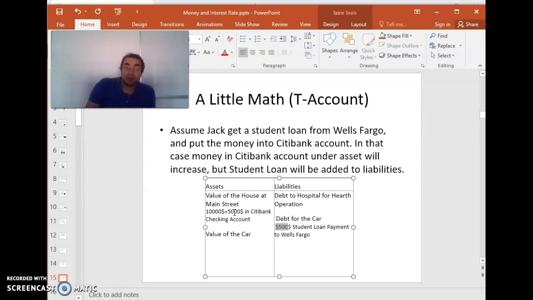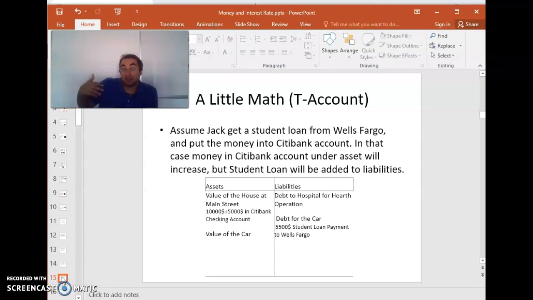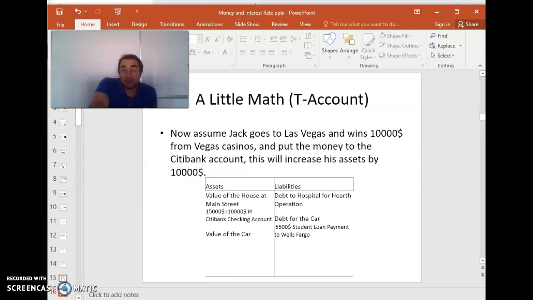But again, here we have the time differences between the money Jack wants to use and money Jack needs to pay. Basically, Jack might think in 1 month or 2 months he will get the money back, but he might need to spend the money immediately for certain needs. So that's what we will see in the next part.